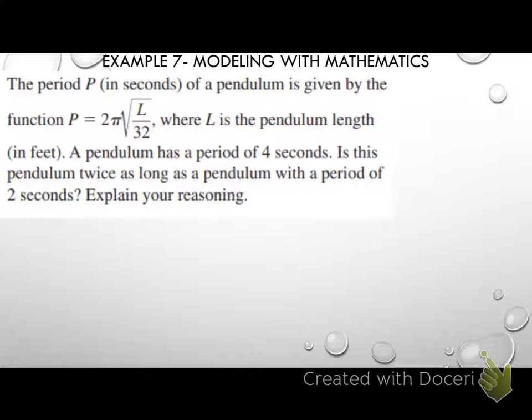Well, 4 seconds is twice as long as 2 seconds, right? But it's asking if the pendulum is twice as long as a pendulum with a period of 2 seconds. So I can't just go off that fact, can I? What am I going to have to do here? It is longer. It doesn't say, is it longer? It says, is it twice as long? So what do I need to do here? Well, that's the period of it. It's asking about the pendulum length, though.